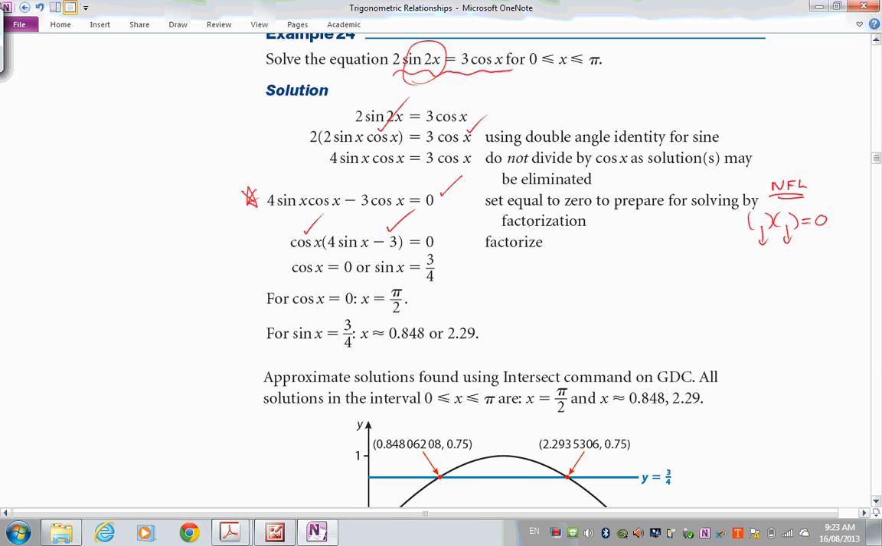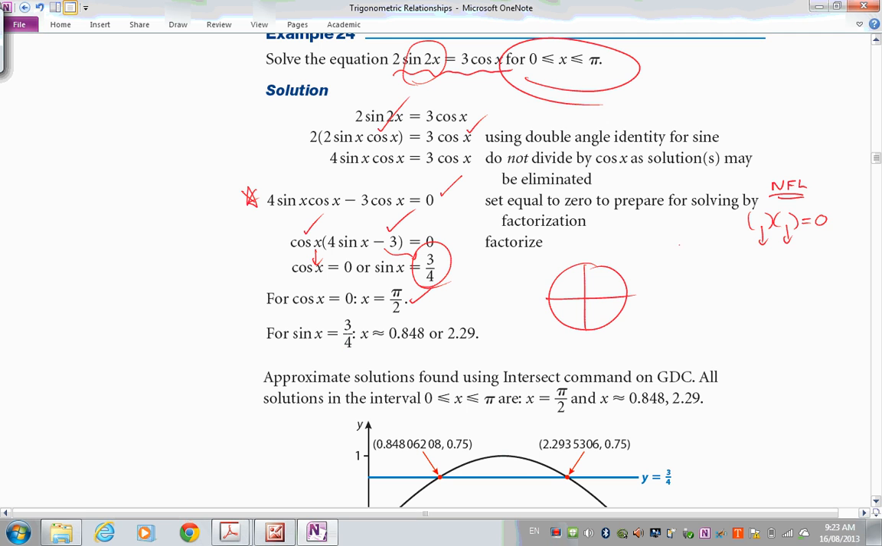Taken out cos as a common factor, and then 4 sine x take 3. So we'll either have this is 0 by Null Factor Law, or this is 0, giving rise to those 2 values. Now this is a common one. You know cos x is going to be 0 when x is pi on 2. On this, look at the domain. We're only allowed to go from 0 to pi. And then this one, you would have to use that on the calculator. And when is sine x 3/4? Just check. There are 2 values here.